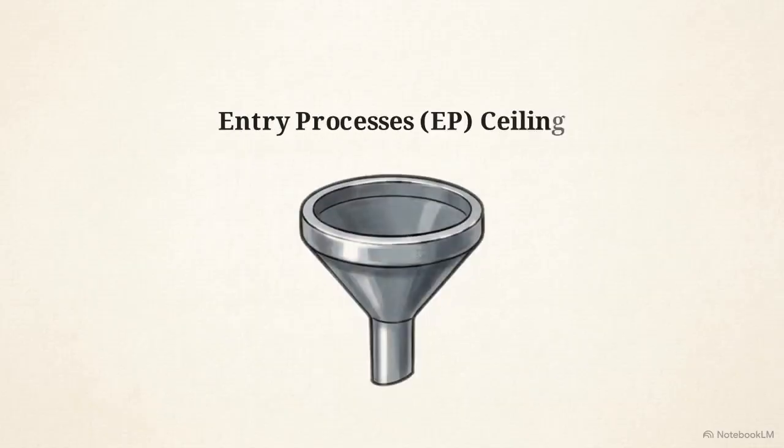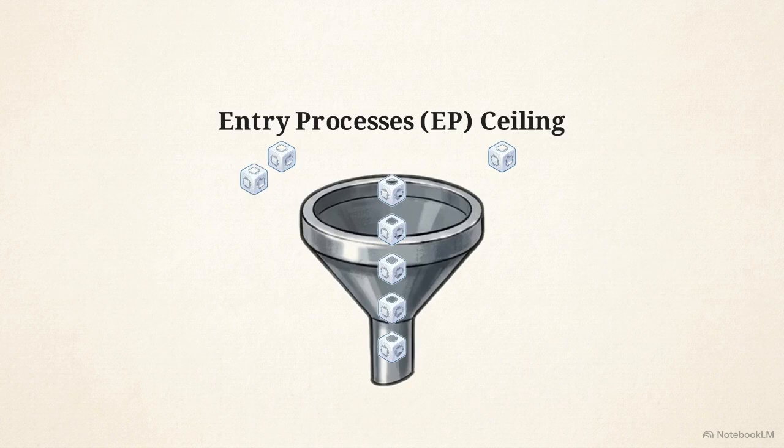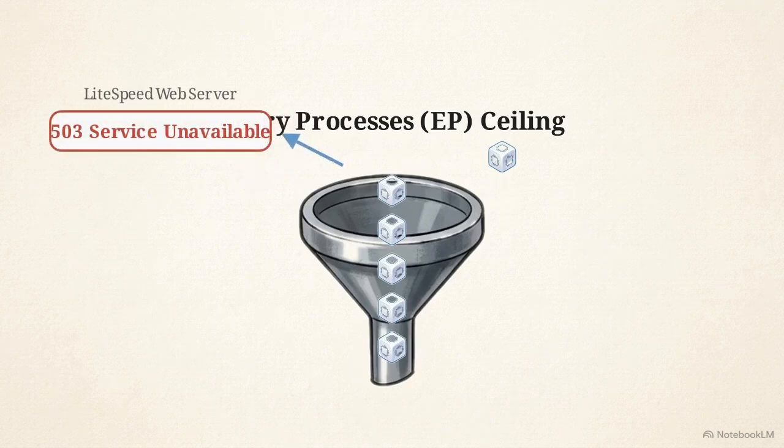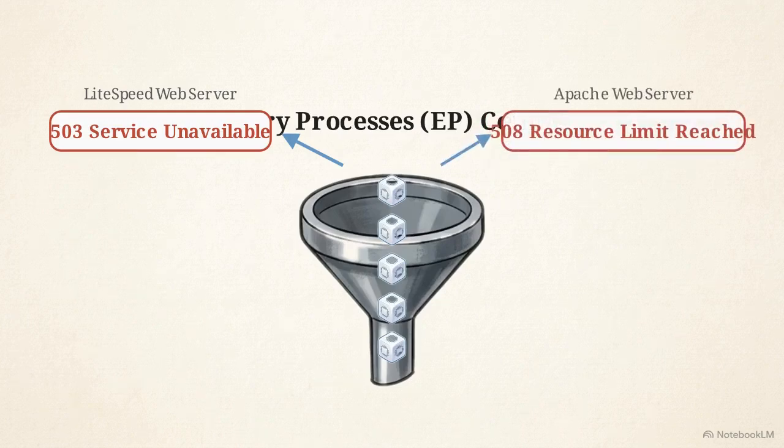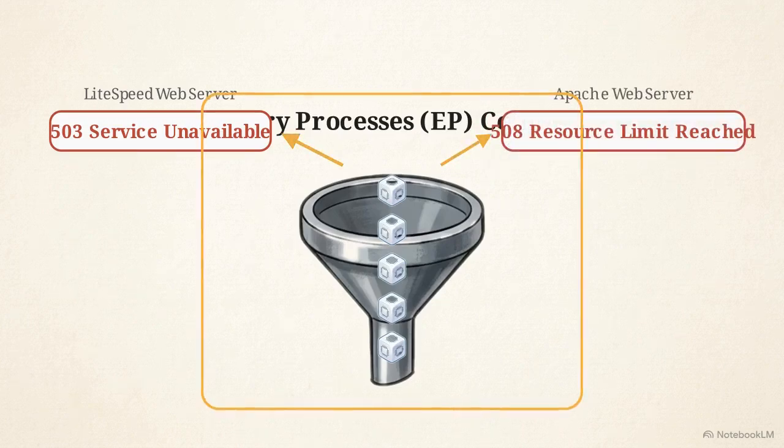This graphic shows your entry processes, or EP. Each simultaneous visitor takes a slot. When the funnel overflows, the server holds new requests. The error depends on architecture. Lightspeed returns a 503, Apache a 508. Both are the exact same bottleneck.